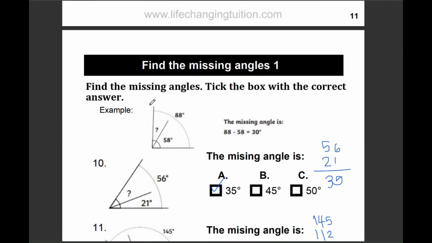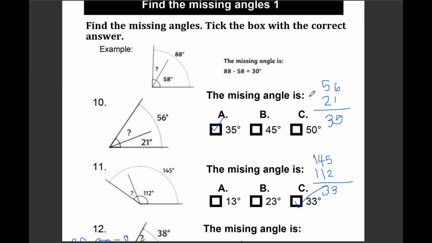Question 10. We need to find the missing angle in a diagram with 56 degrees and 21 degrees shown. Our options are 35 degrees, 45 degrees, or 50 degrees. Why not 45 or 50? Because 45 or 50 do not match the sector totals shown. The correct answer is 35 degrees. The formula or working involves adjacent wedges in the sector, where we calculate 56 minus 21 equals 35 degrees.